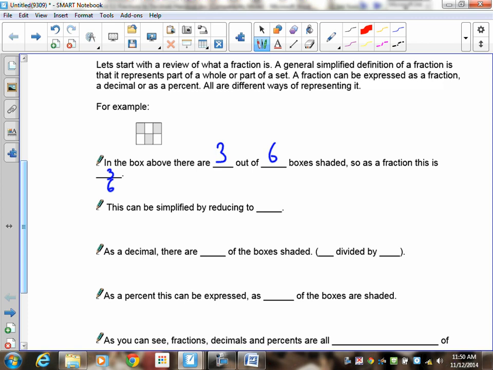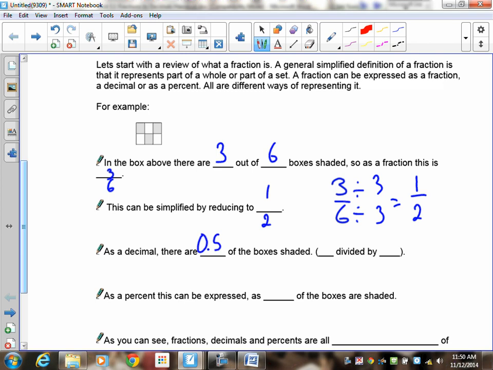Now we can reduce 3 over 6, if you remember, by finding a number that divides into the numerator, the top number, and the denominator, the bottom number. It has to be divisible by that number, and that number in this case is a 3. 3 divided by 3 is 1, 6 divided by 3 is a 2, and it kind of makes sense because if you take a look at that box, 3 out of the 6 squares, half of them are shaded, so this reduces to 1/2. You think about this as a decimal, 0.5 of the boxes are shaded.